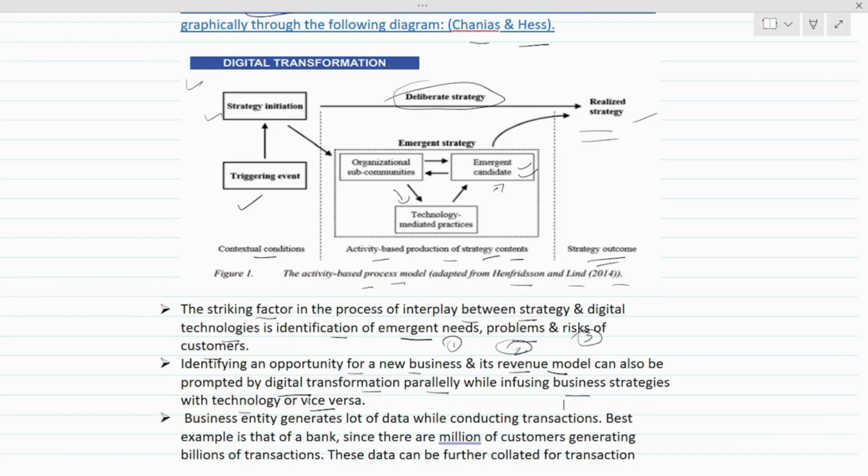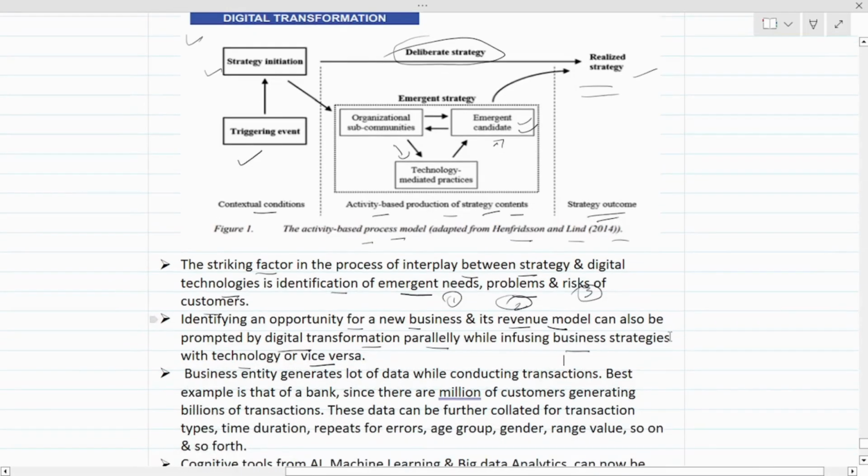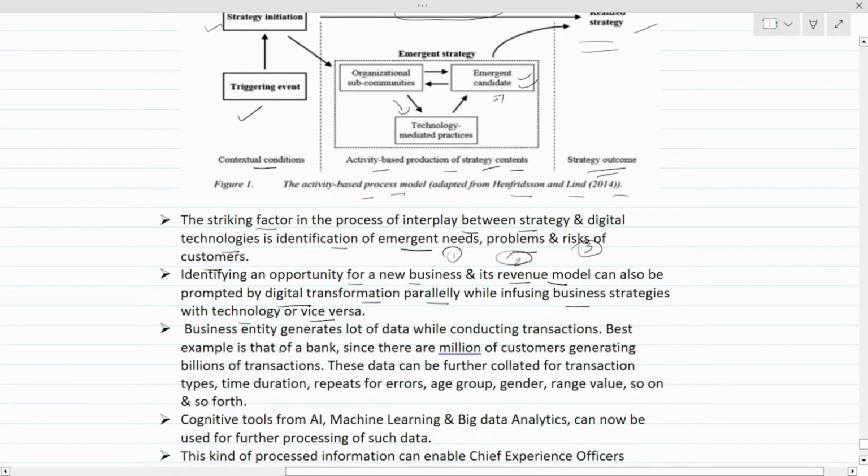Fine. Then a business entity generates a lot of data. That is true. The business entity that you are working with generates a lot of data while conducting transactions. The best example can be that of a bank. Since there are millions of customers generating billions of transactions, this data can further be collated for transaction types, time duration, repeats for error, age group, gender, range value, and so on and so forth. So there are many examples of that.